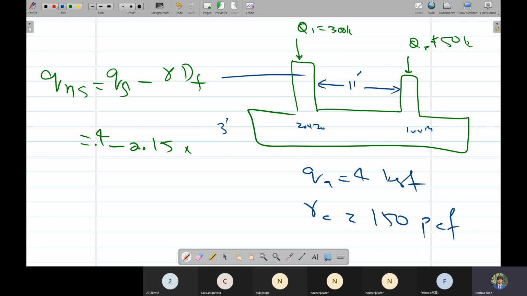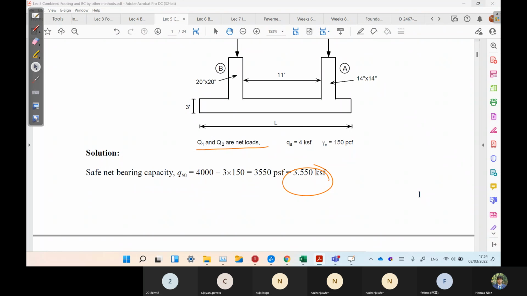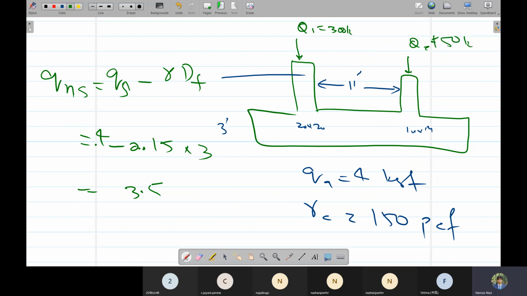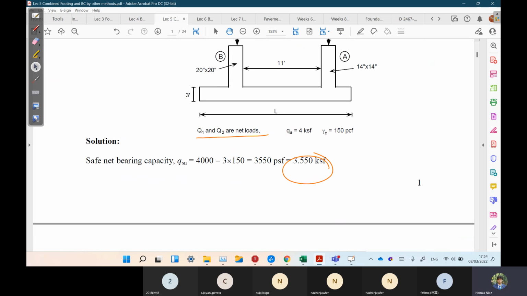So we get 0.45, and 4 minus 0.45 gives 3.55 KSF. This is Q net safe. So first we have calculated this Q net safe.